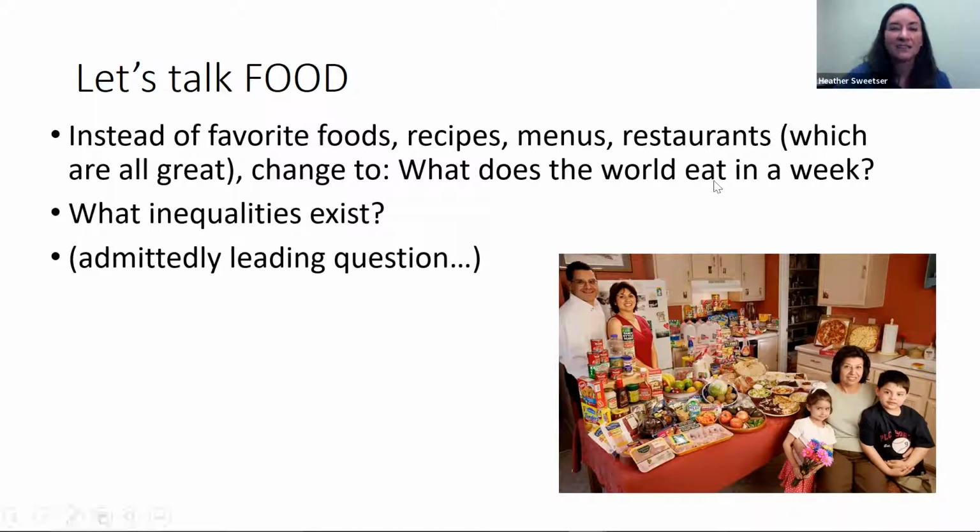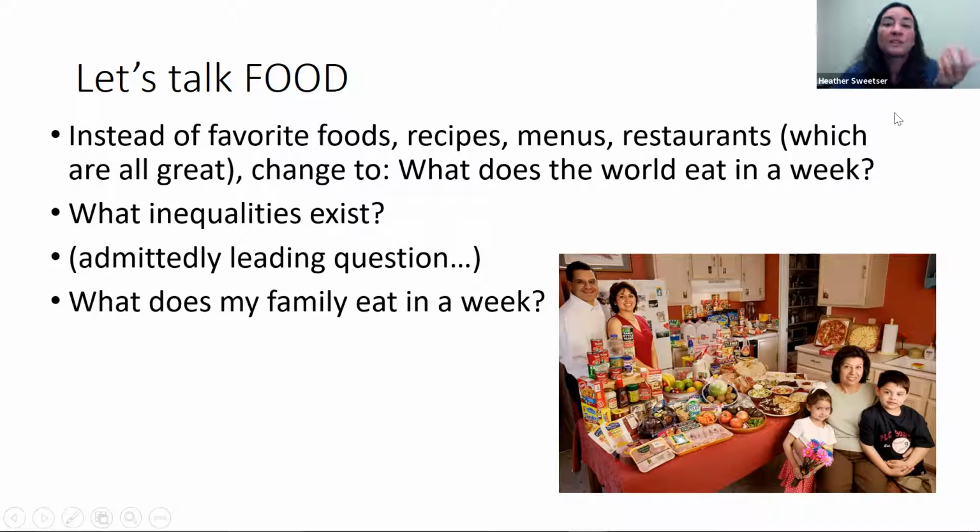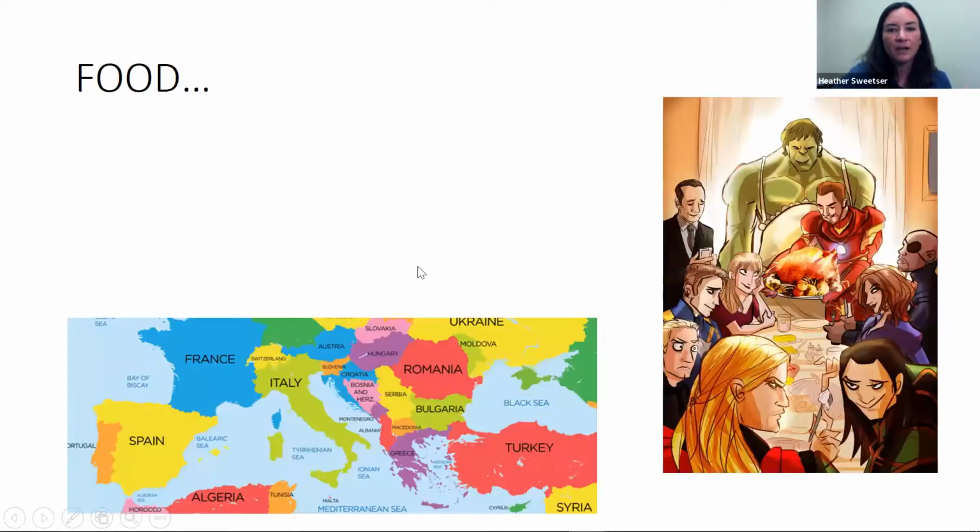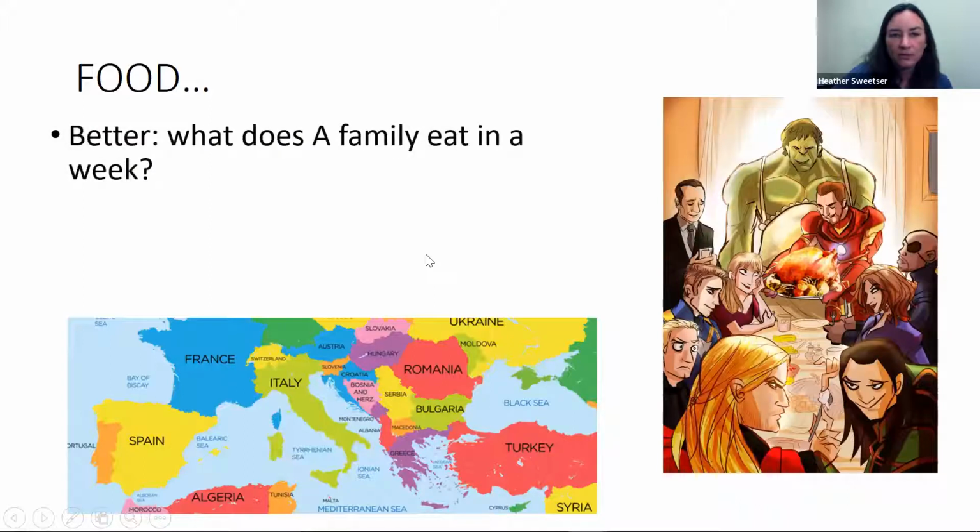And so asking this, there's better ways to ask it maybe, so that we want the students to notice the inequalities instead of us saying, what are these inequalities? Get them to see them and bring them up somehow instead of teasing it out of them. What does my family eat in a week? Work on a project like this. So food, again, maybe a better question is, what does a family eat in a week? Because we have some students who are food insecure and they might not want to advertise this to everybody else.